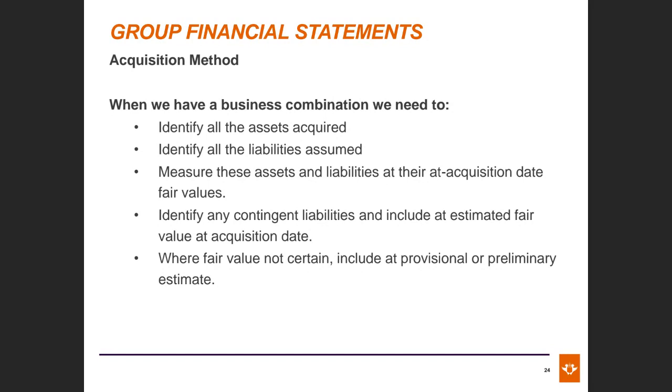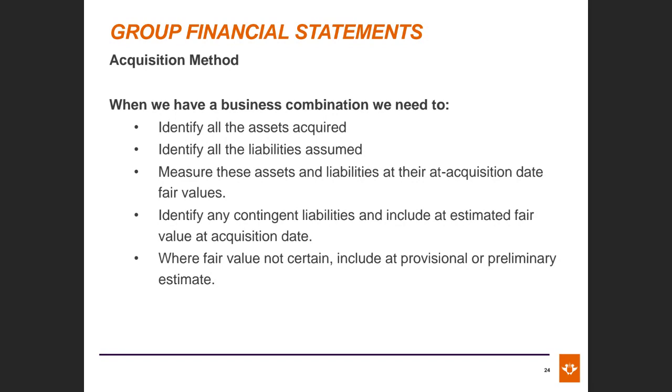Who can tell me what a contingent liability is? A contingent liability is a liability that may be incurred by an entity depending on the outcome of an uncertain future event.